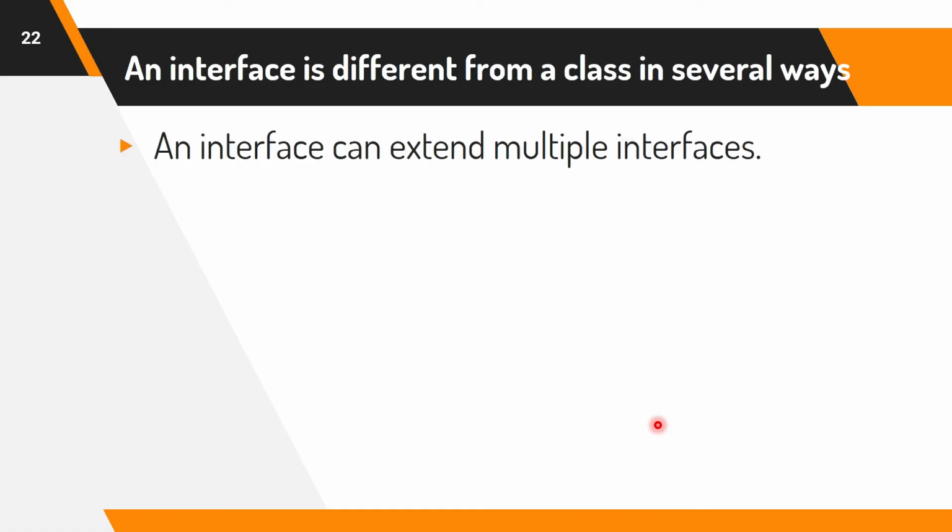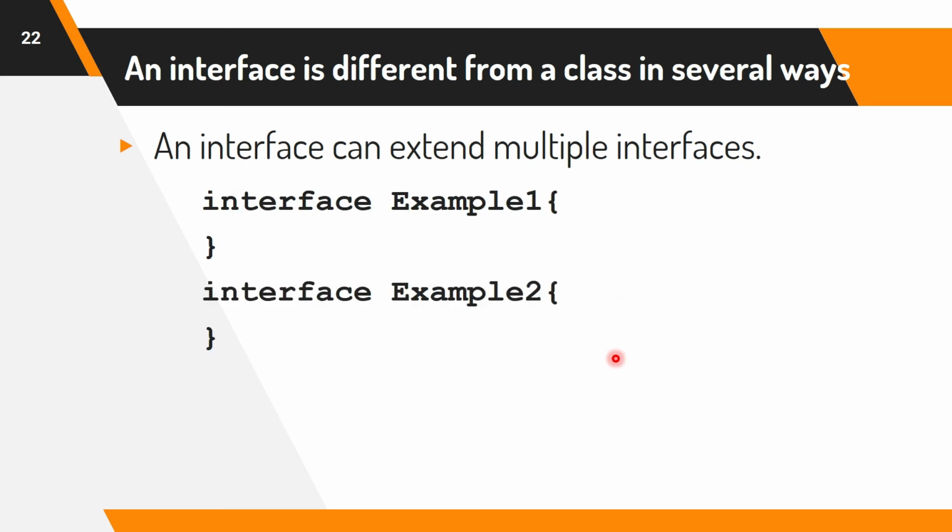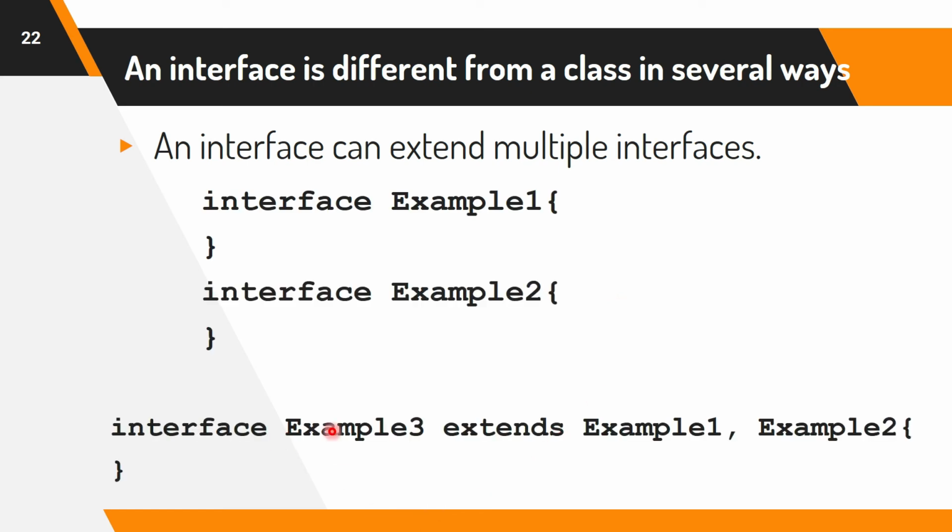An interface also can extend multiple interfaces. So interface Example3 extends Example1, Example2. Okay, so if you will recall, extends is not possible for a class. So kung class yan, that is implements.